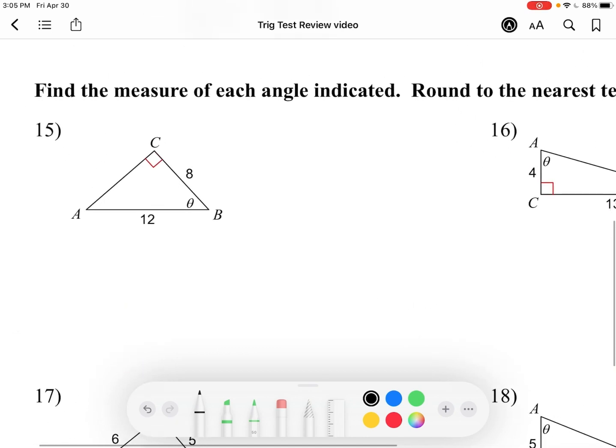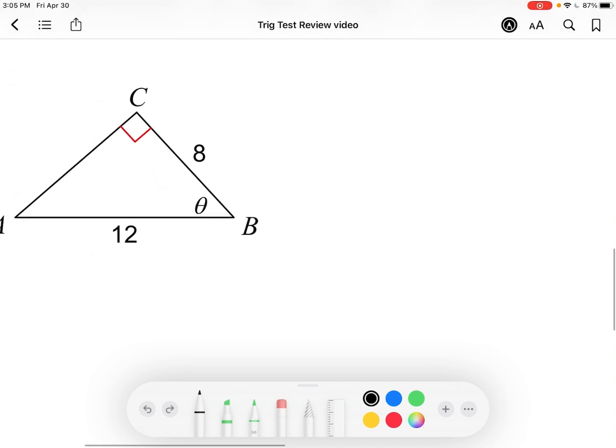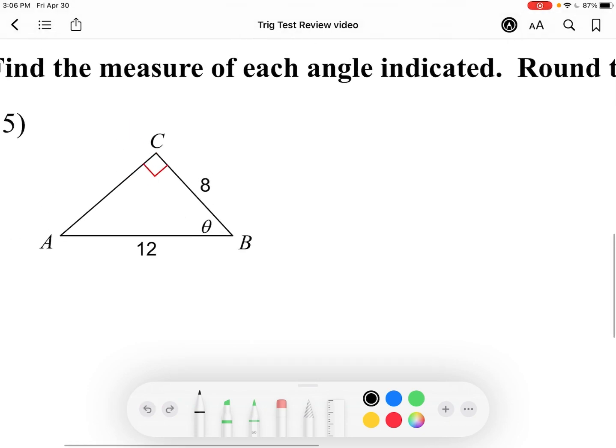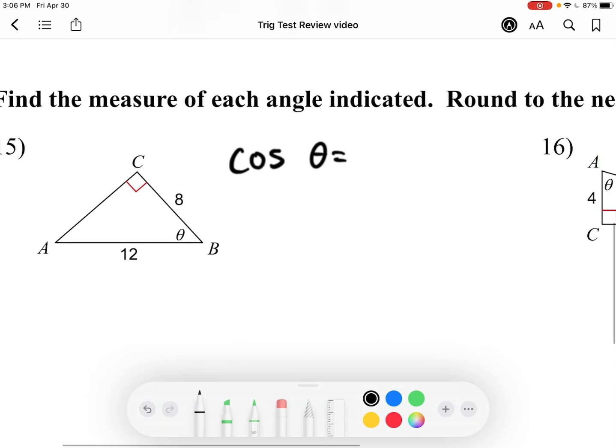Number 15, we're given this angle right here. That's the measure that we want to find. In relation to this angle, we're given the adjacent side, and we're also given the hypotenuse. So we want to use the trig function that uses adjacent and hypotenuse, and that is cosine. Cosine theta is equal to adjacent over hypotenuse.